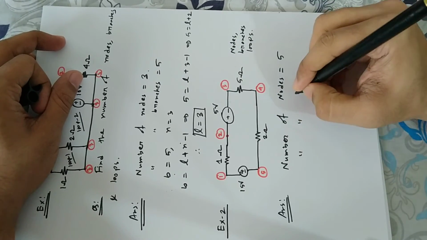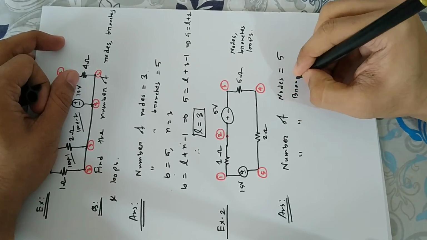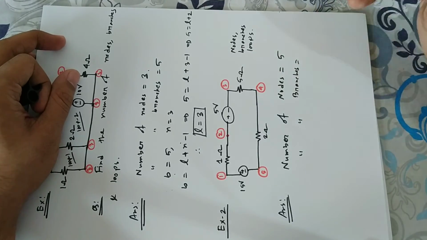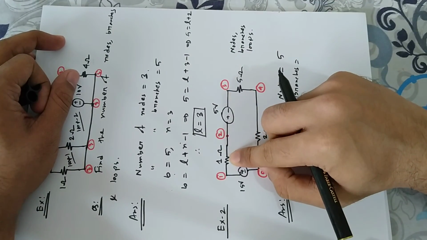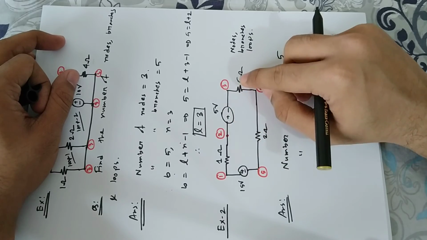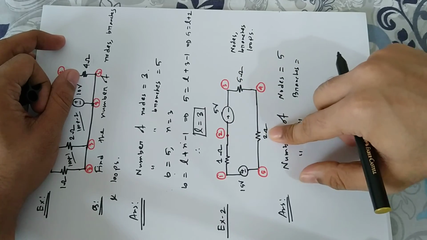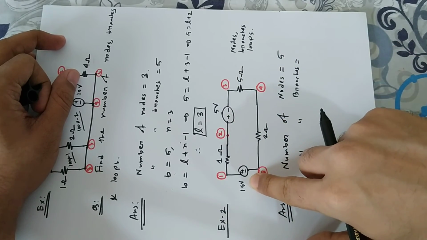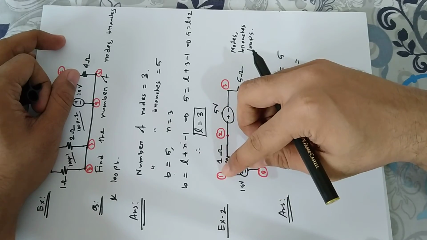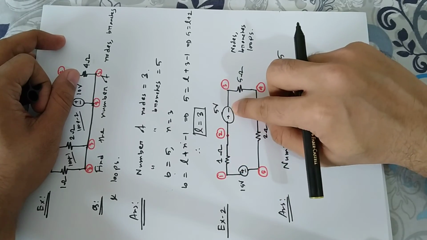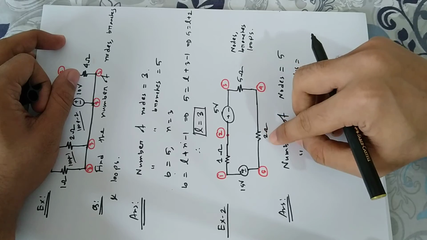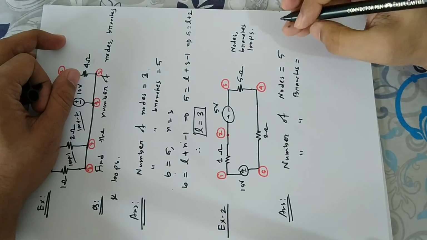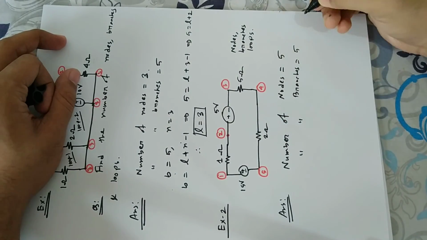So the number of branches, how many branches are there? This is our branch 1, branch 2, branch 3, branch 4 and branch 5. See, this 15 volt is a branch, this 1 ohm is a branch, 5 volt is a branch, 5 ohm is a branch, 2 ohm is a branch. So the number of branches is also 5.